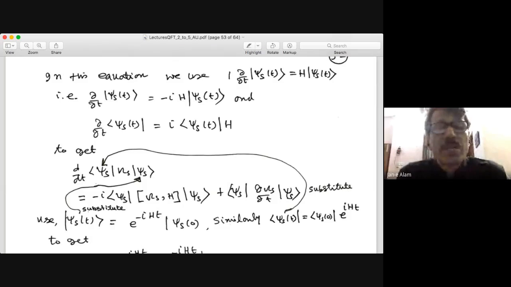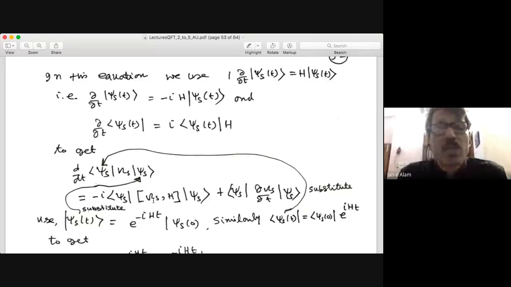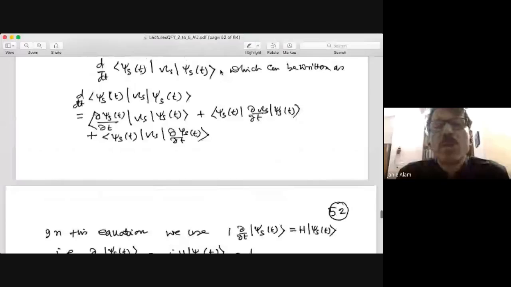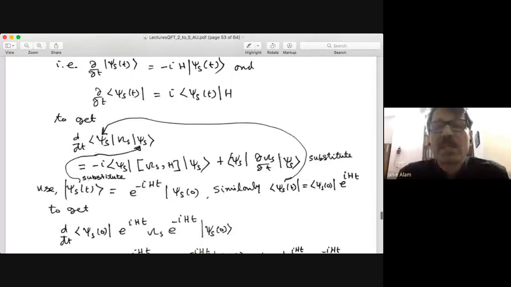So if I take the derivative, then those two terms will give me a commutator, right? So this is the commutator omega s h. And the other term, which has the simple derivative of this operator omega s, that remains. I kept that intact. This is the other term. Okay.